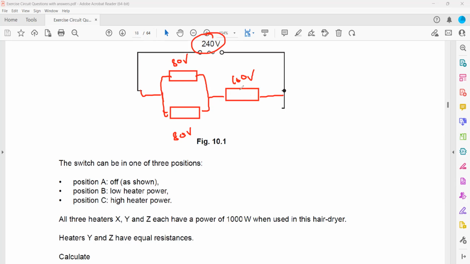If all are in series, the voltage will divide. If all are parallel, the voltage will be the same. But if one combination is in parallel and the next is in series, the parallel ones will have the same voltage, and the series one will have the remaining voltage. And the total sum, when we add 80 plus 80 plus 160, will be 240.